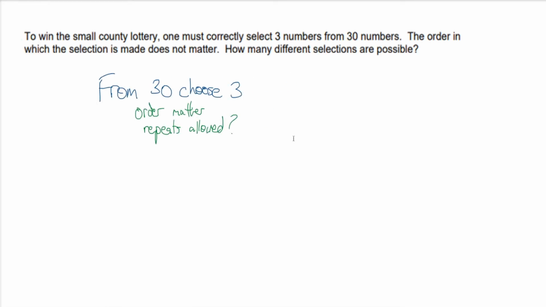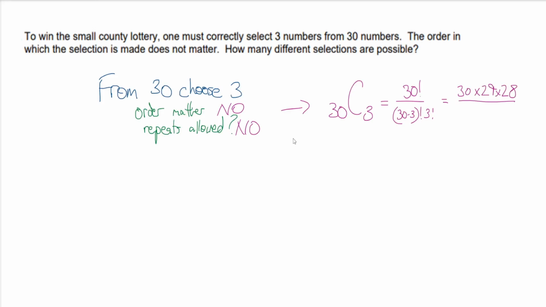Okay, anyway, so repeats are not allowed, and the order doesn't matter, right? So this is a 30 choose 3 scenario. Boom. 30 factorial over 30 minus 3 factorial over 3 factorial. So 30 times 29 times 28 all over 3 times 2 times 1.